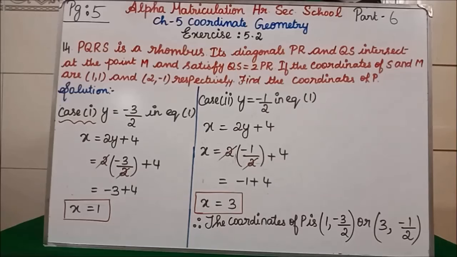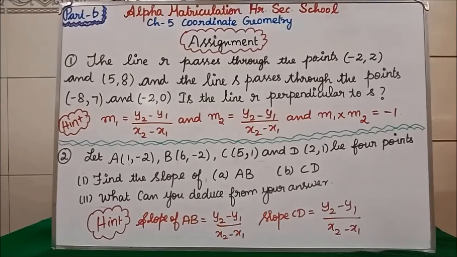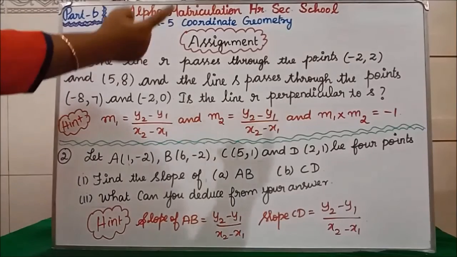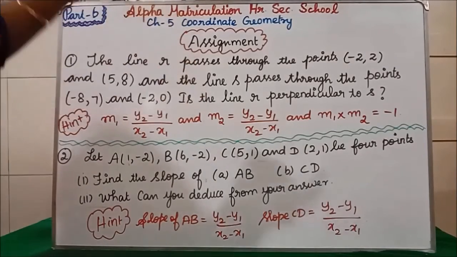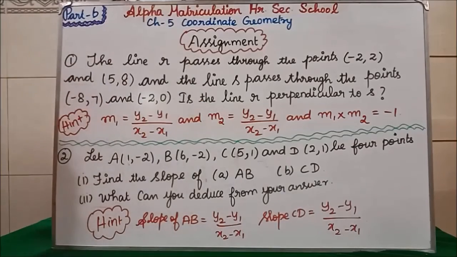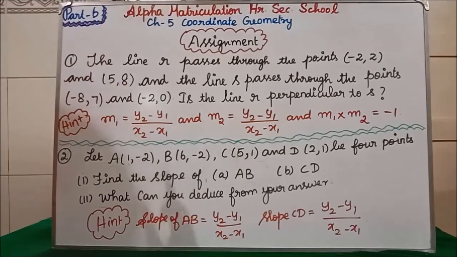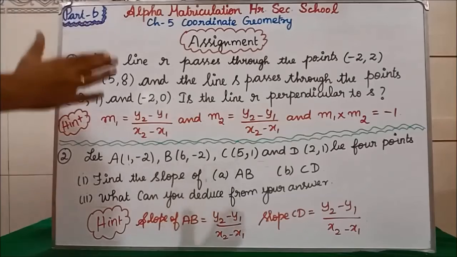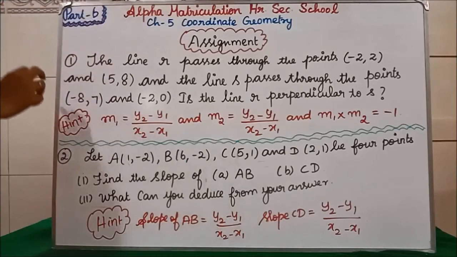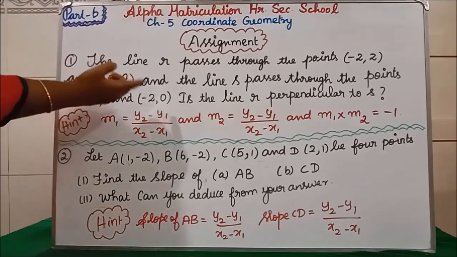Next you are going to get your assignment problem. We will see the assignment problem now. This is the part 6 assignment. You are going to do two problems as your homework. See the first question. The line R passes through the points minus 2, 2 and 5, 8. Okay, consider that minus 2, 2 and 5, 8 as 2 points. Okay, that is 1, 2 points separately. And the line S passes through the point minus 8, 7 and minus 2, 0.